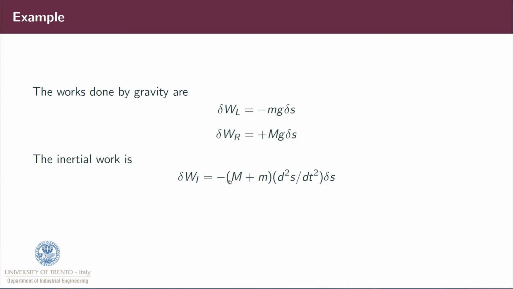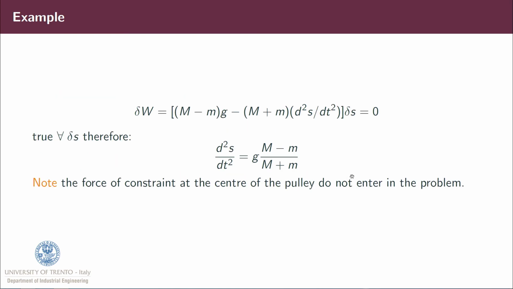The work done by the inertial forces will be equal to minus the big mass plus the small mass times the second derivative of S over time times delta S. So we can write down that the total work is (big M minus M) times g minus (big M plus M) times the second derivative of S over time, all times delta S, which must be equal to 0. And this must be true for all delta S. Therefore, the acceleration of S, so the second derivative of S over time, will be equal to g times (big M minus M) over (big M plus M).